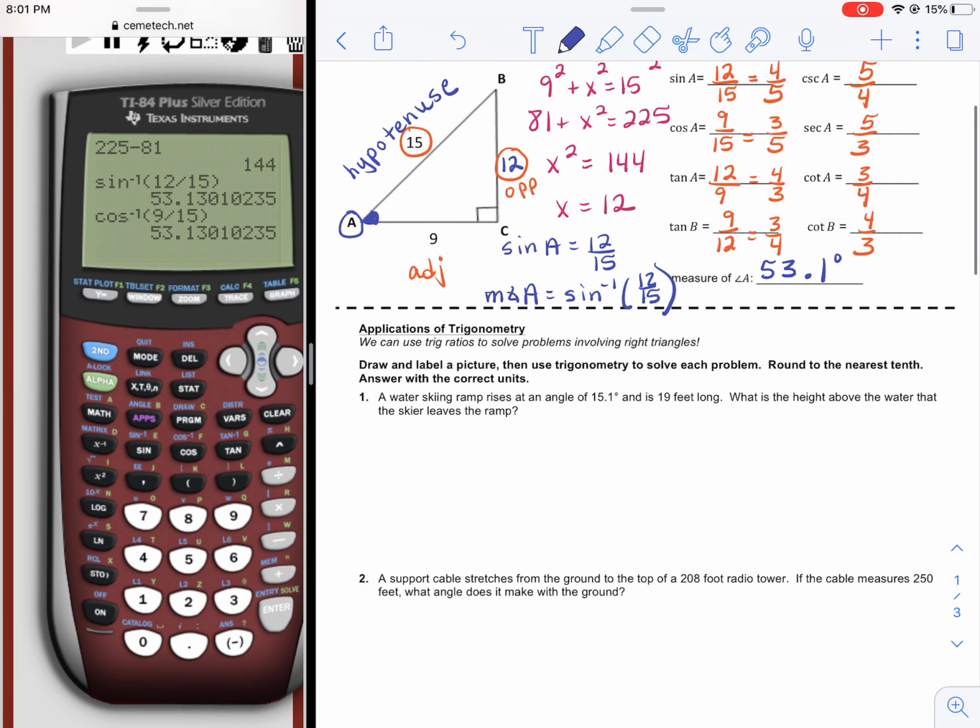Okay, so today we're going to practice some applications of trig. We're going to solve some right triangles. We're going to find some missing parts of a right triangle. But before we do that, we're going to have to use some context to draw some pictures.